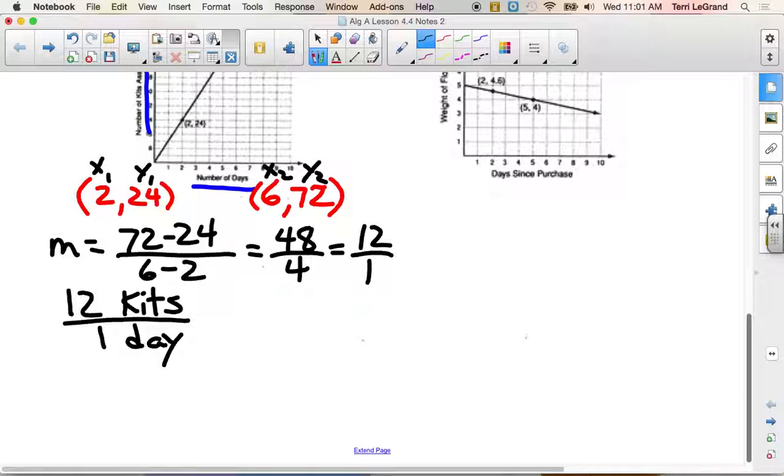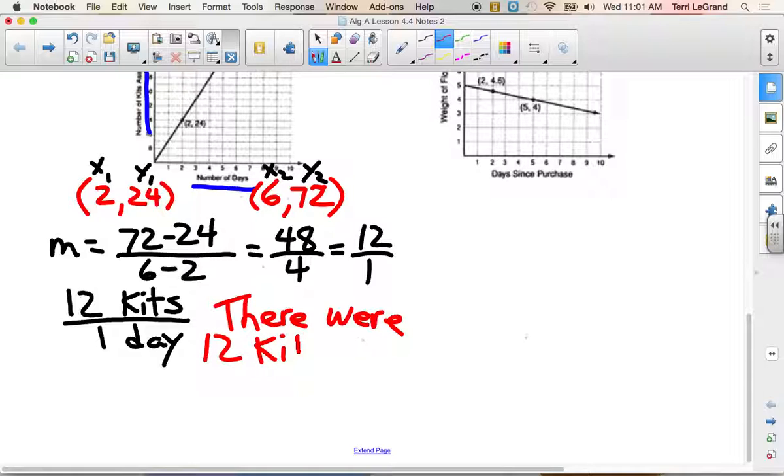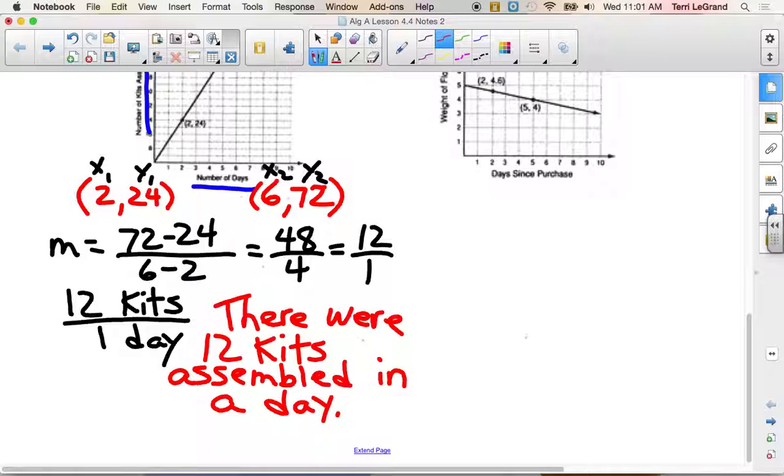Okay, so anybody want to offer up a sentence answer for this one for us? Trey. There were 12 kits assembled in 1 day. Okay. There were 12 kits assembled in a day. There were 12 kits assembled in 1 day, per day, however you want to say that.